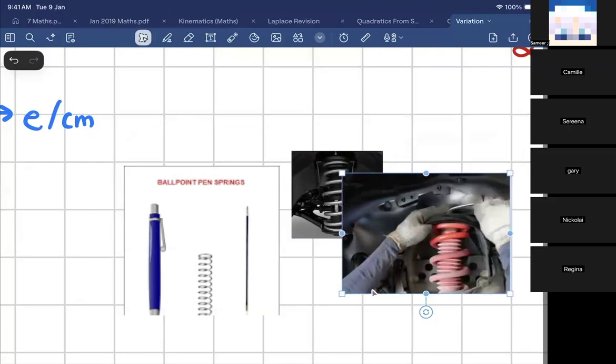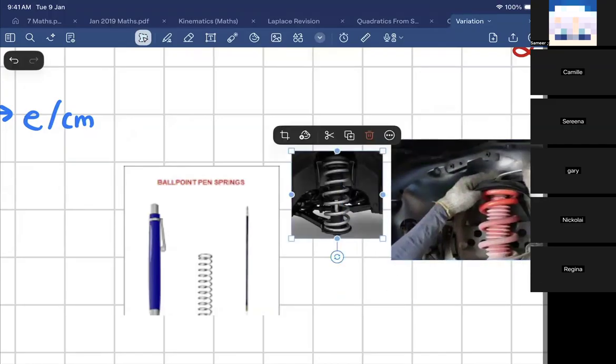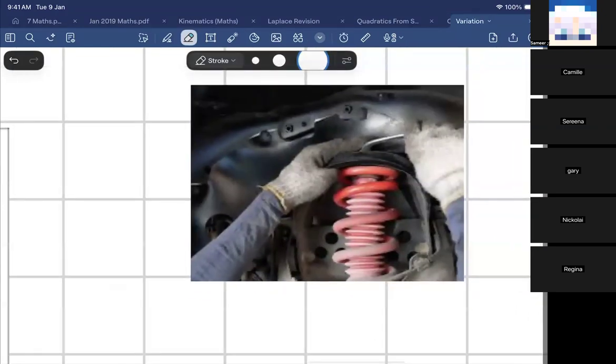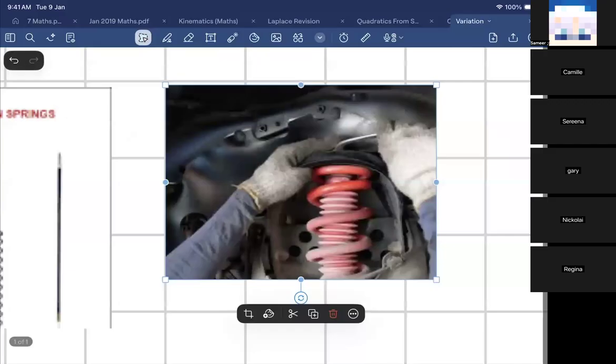Right, so Hannah, you see that red spring over there? And you're seeing that, right? You can imagine how big that spring is. Yes or no?